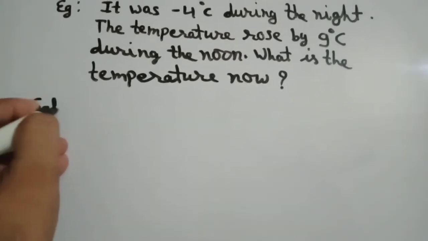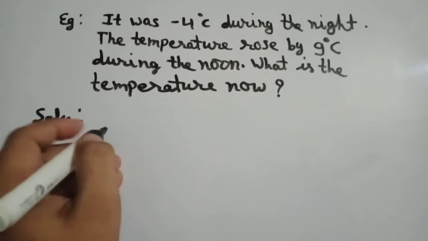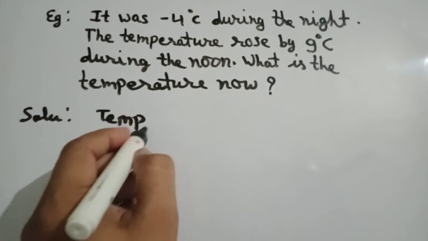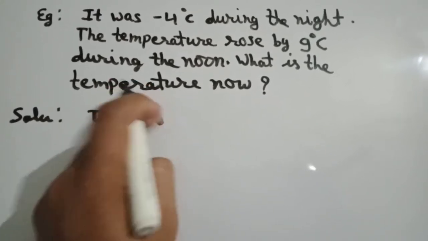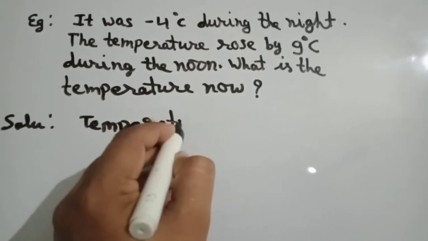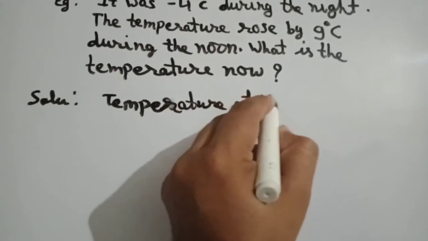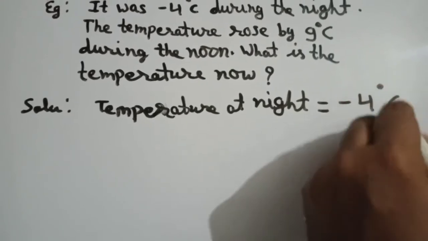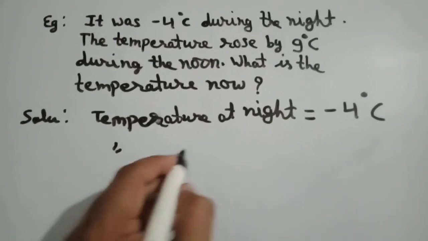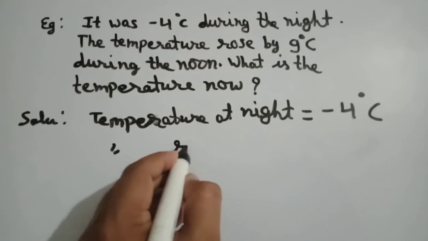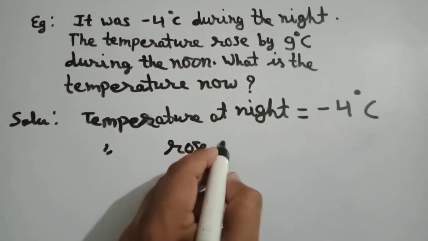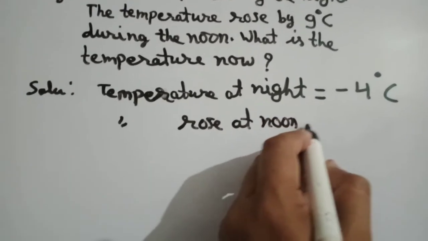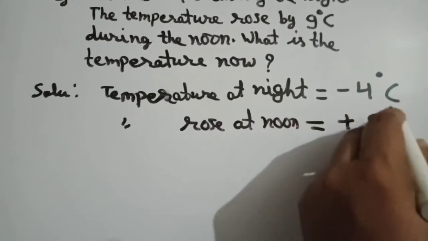The solution is: the initial temperature at night is minus 4 degrees Celsius, and the temperature rise at noon is equal to plus 9 degrees Celsius.